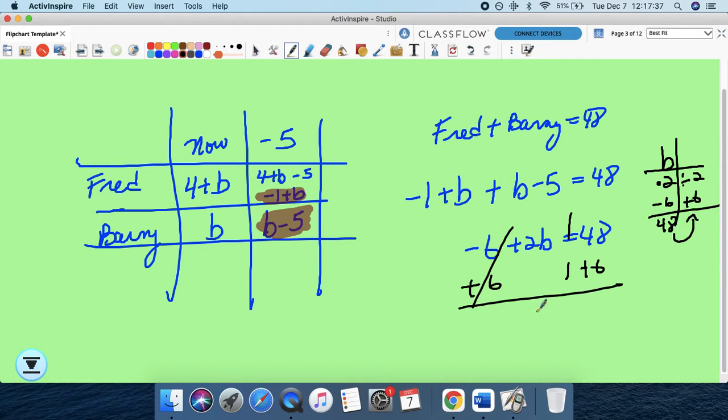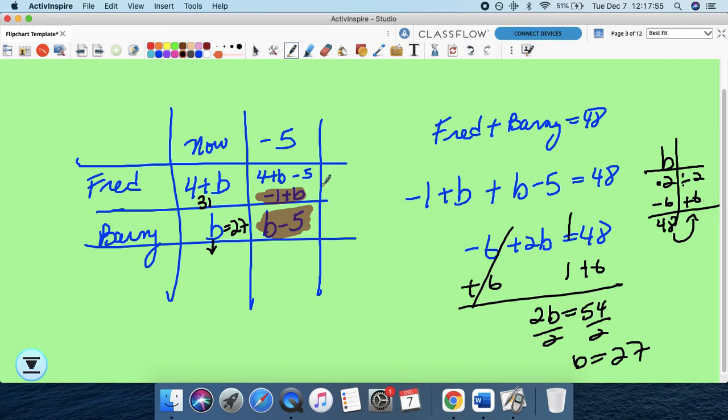6's go away. 2B comes down. 48 plus 6 is 54. Divide both sides by 2, and B equals 27. So Barney's 27 years old today. All right, 27. Which makes Fred, 4 plus 27, 31.